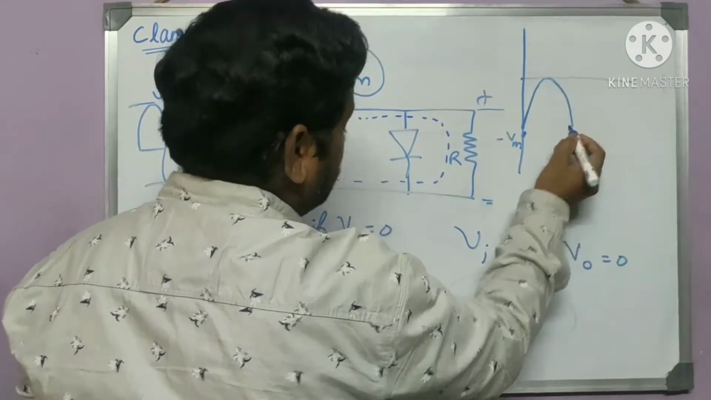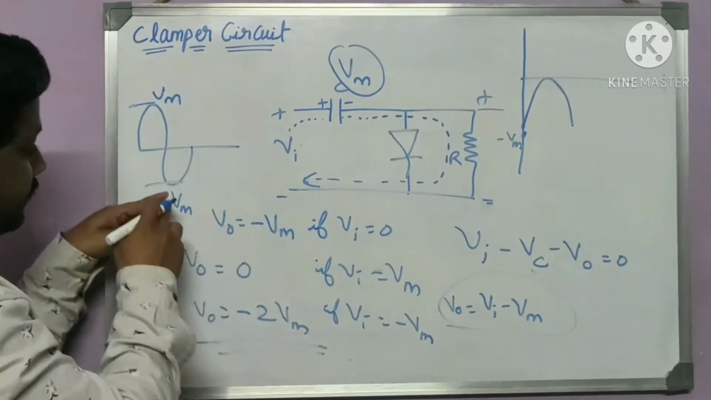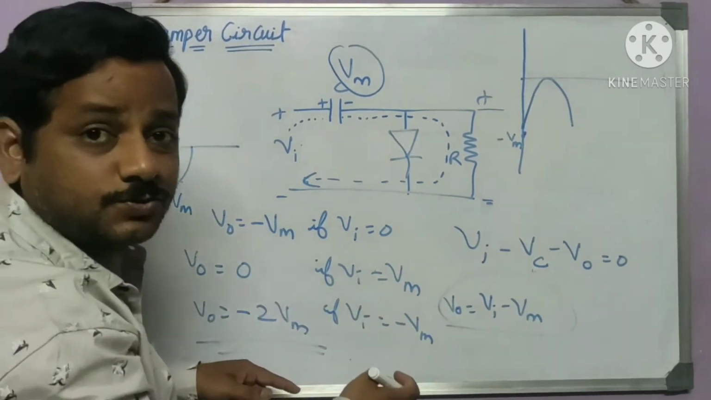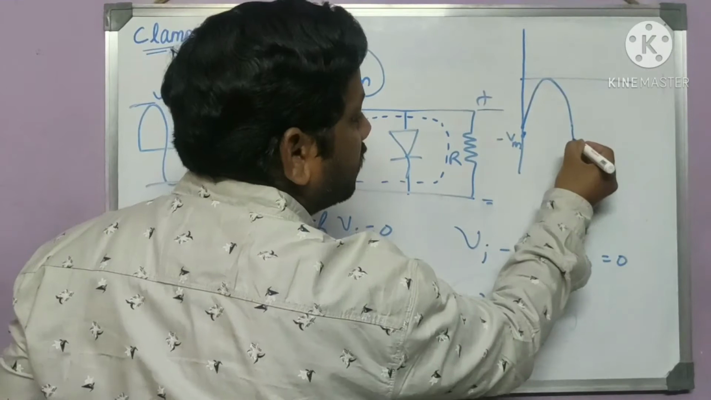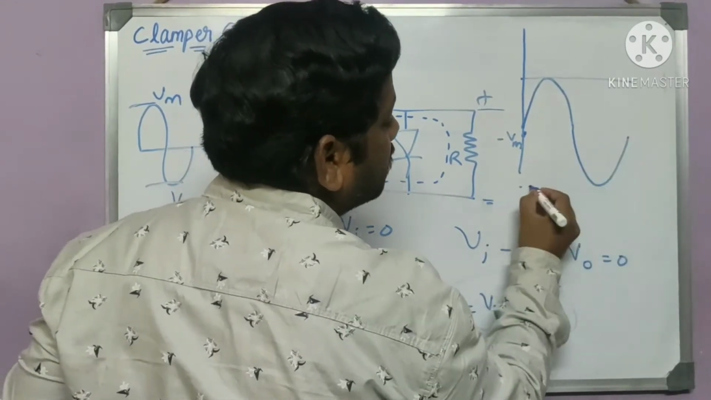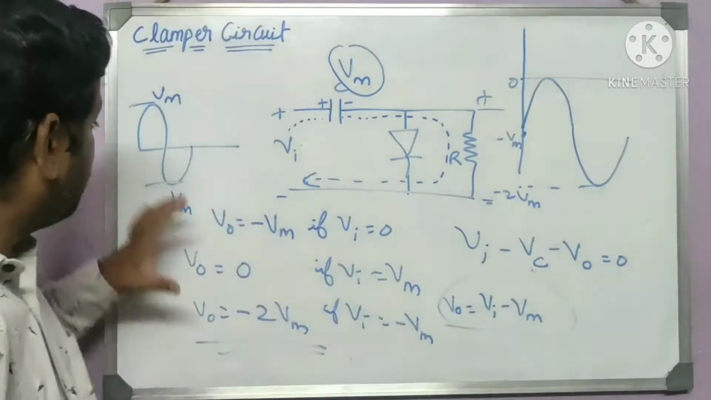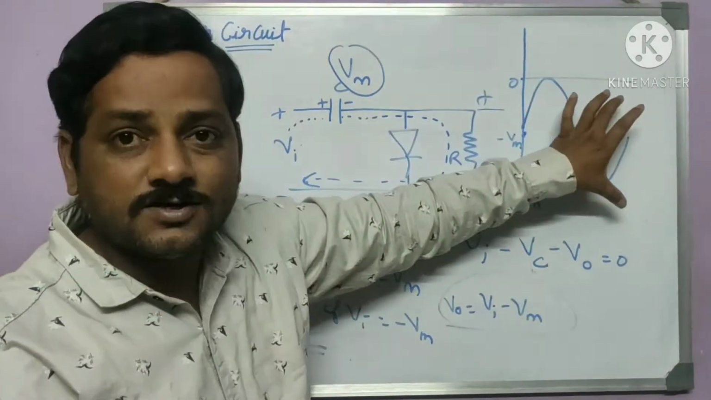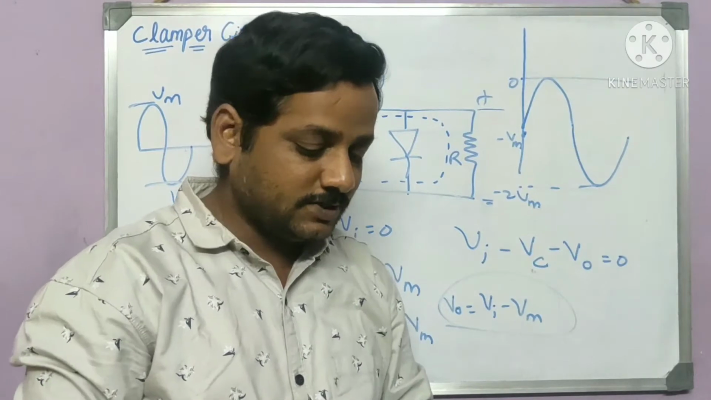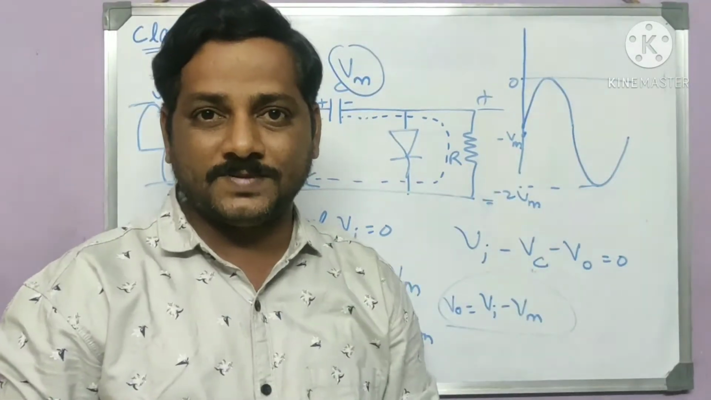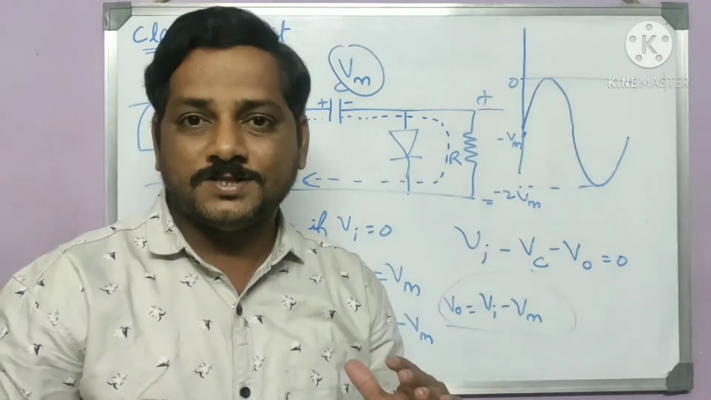Now, what happens? If input is minus Vm, output is minus 2 times of it. So, you can plot it like this. So, this is minus 2 Vm, this is minus Vm, this is 0. So, the complete input is just shifted towards the negative side. So, this is called negative clamper. Right? So, I hope this is clear for you.